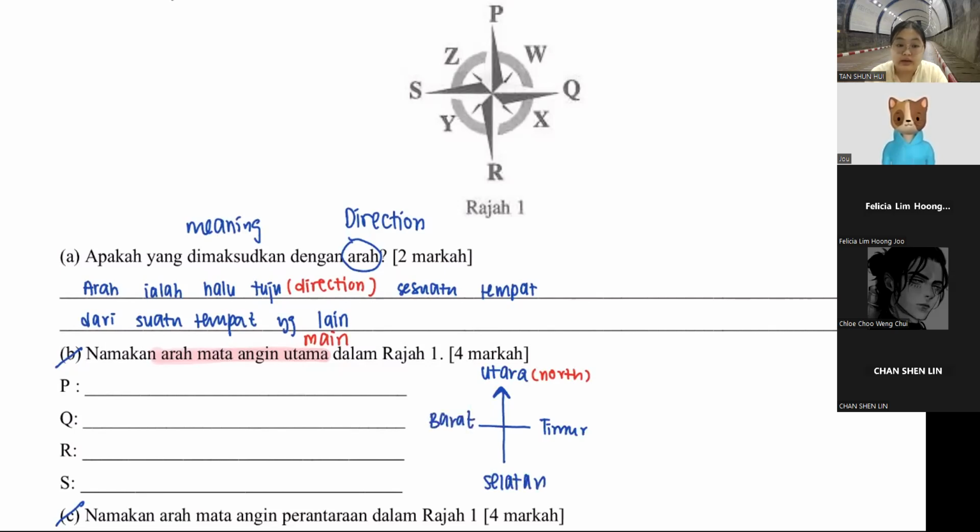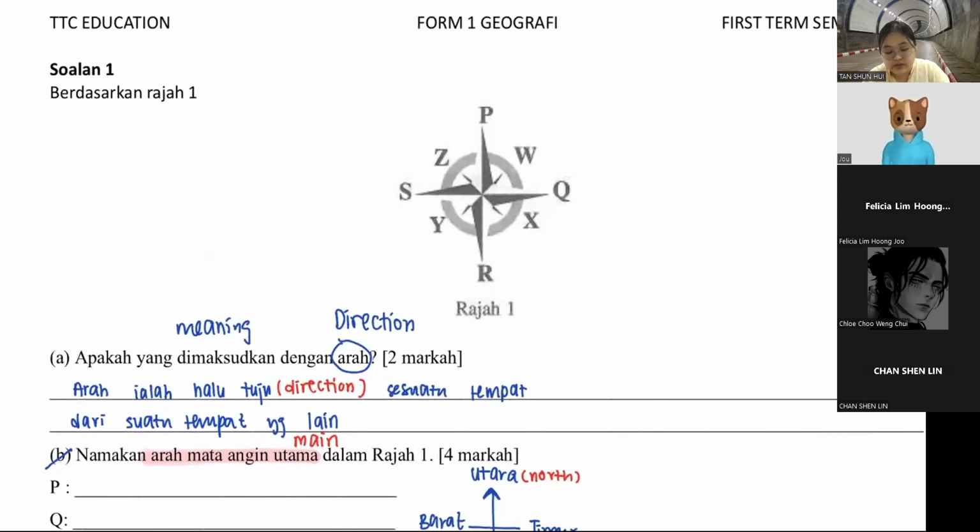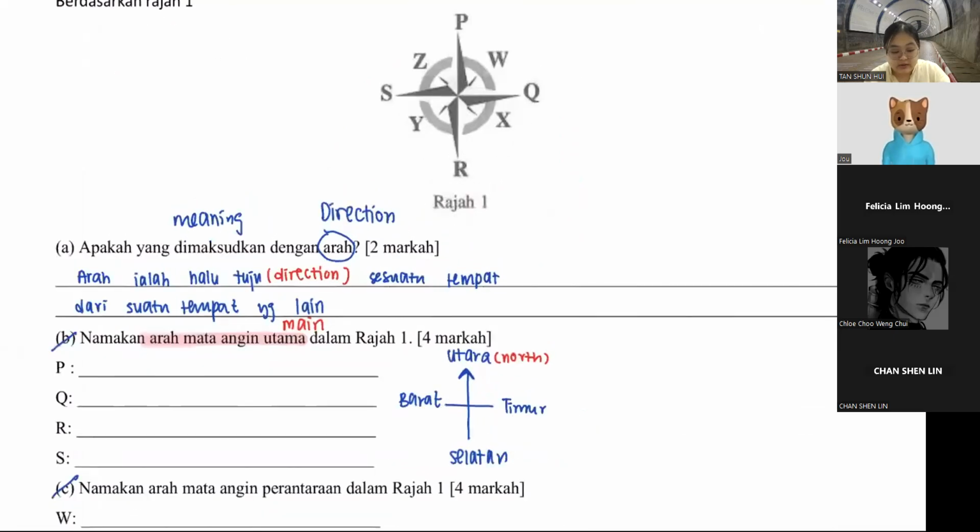Now, just a recap to tell you, like this question, if they didn't give you any arrows, you will always assume the top one is utara. So you can just follow and write down. P is utara. All right. Q is timur. R is selatan. And S is barat. Okay.